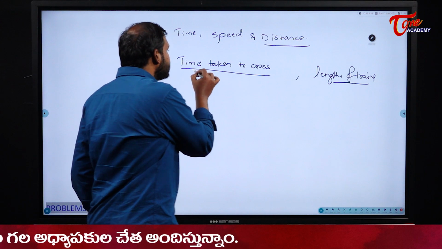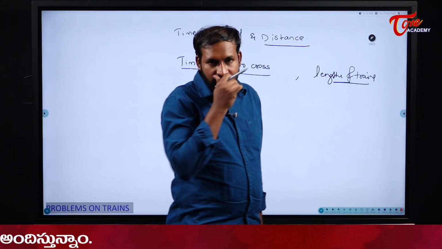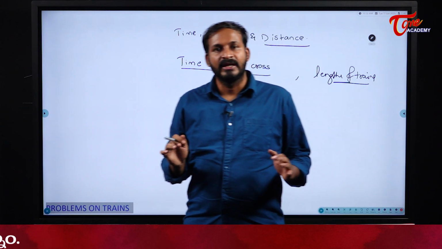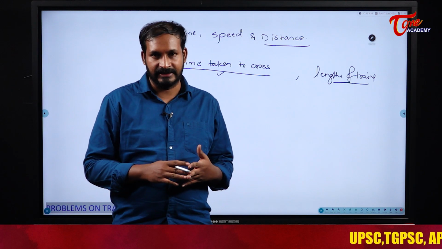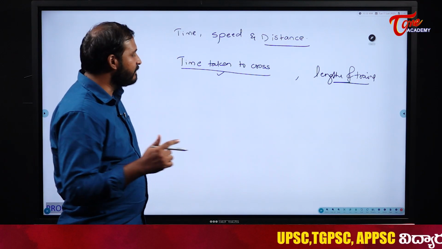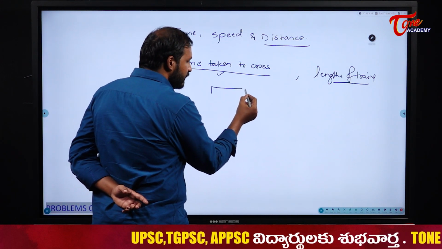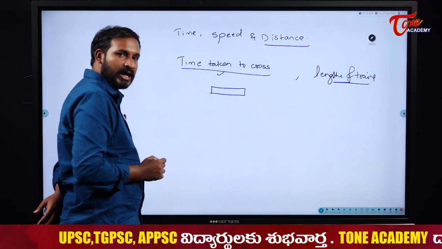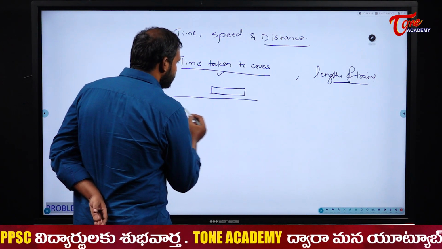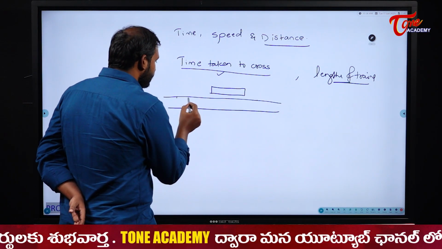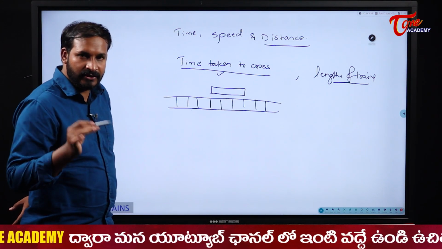Now, first we will understand what is this time taken to cross. See here, students, in this concept, usually there will be a train. It will cross a pole or it will cross a platform or it will cross another train. Okay, what is meant by this time taken to cross means? Now please observe here. For example, assume this is a platform and here I have a railway track in this manner.